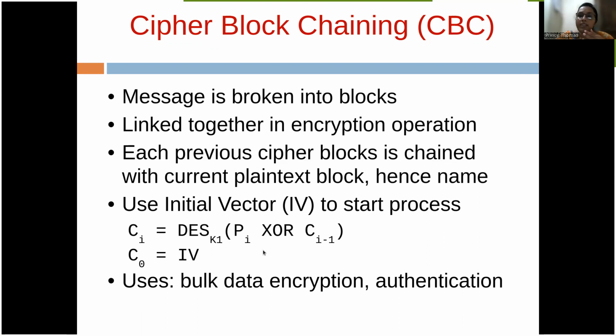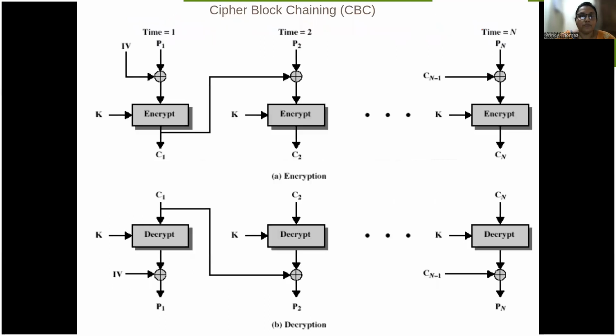Okay, so now the problem that we had earlier, where if a particular block of message repeats in the message, the same cipher is got, and it makes cryptanalysis easier. Now that problem is solved, because even though the block is the same, the previous cipher is going to affect the cipher of the next block. So it is unlikely that you will get the same cipher even for similar blocks of messages. Okay, so this is used for bulk data encryption and authentication. This is what is done.